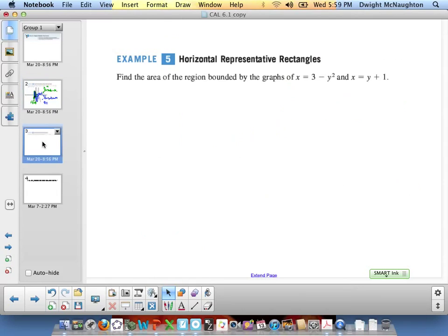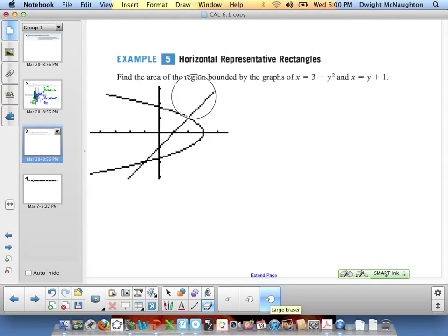Our next problem. Find the area of the regions bounded by the graphs of x equals 3 minus y squared and x equals y plus 1. Now as you look at this one, these are oriented differently. These are in terms of y instead of in terms of x. So they're going to look sideways. Right? So as you graph these, it's going to look like this.